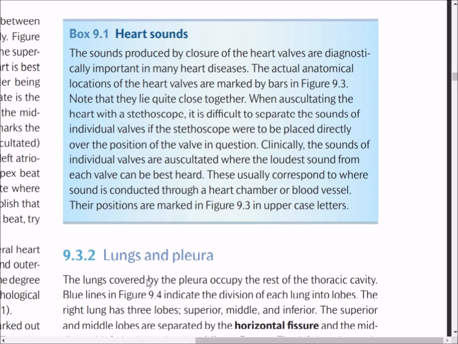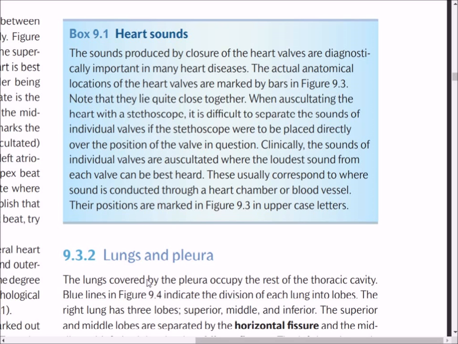When auscultating the heart with a stethoscope, it is difficult to separate the sounds of individual valves if the stethoscope were to be placed directly over the position of the valve in question. Clinically, the sounds of individual valves are auscultated where the loudest sound from each can be best heard. These usually correspond to where sound is carried through a heart chamber or blood vessels. Their positions are marked in uppercase letters.